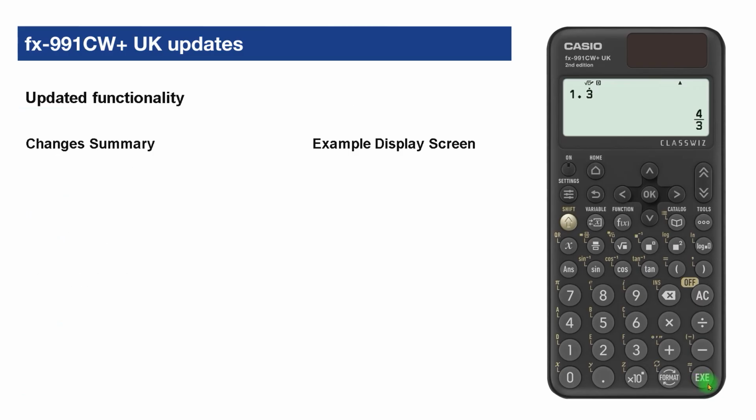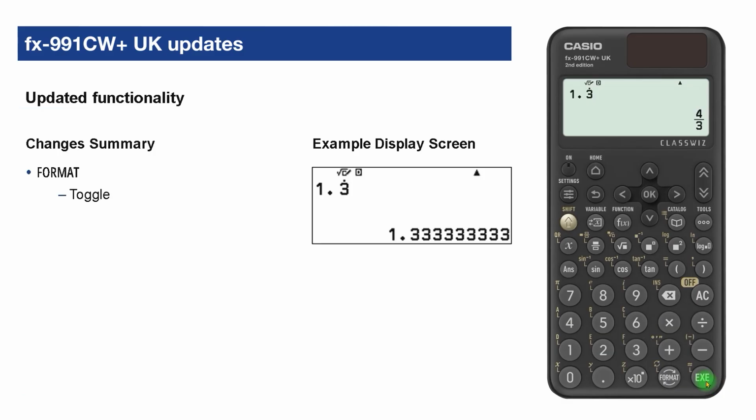To complement the additional functionality, updates to existing features have been made. The format key easily changes the display of a calculated value. In response to user feedback, a single key press of format now toggles the standard to decimal format change, which should please teachers and students alike.